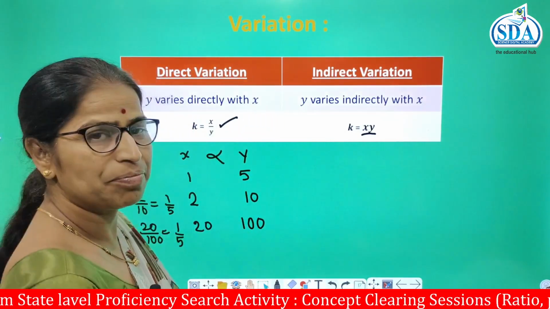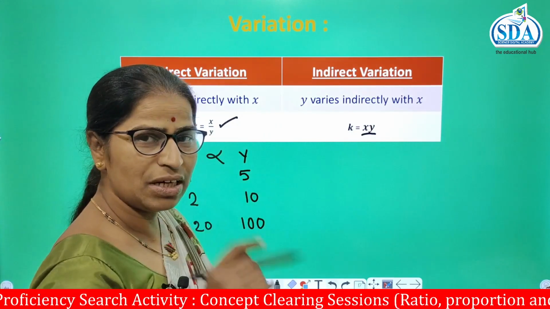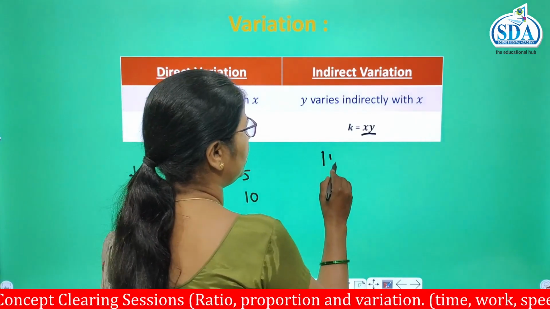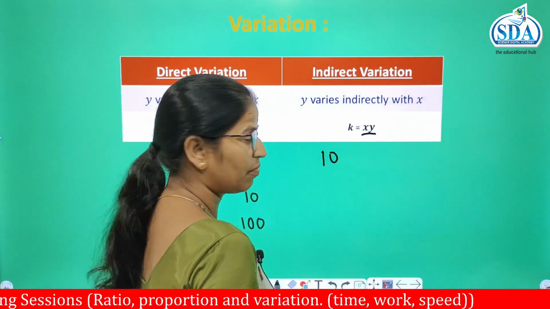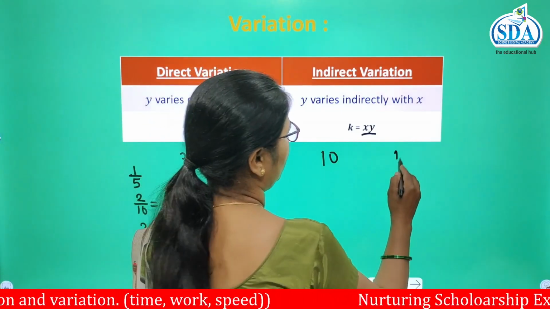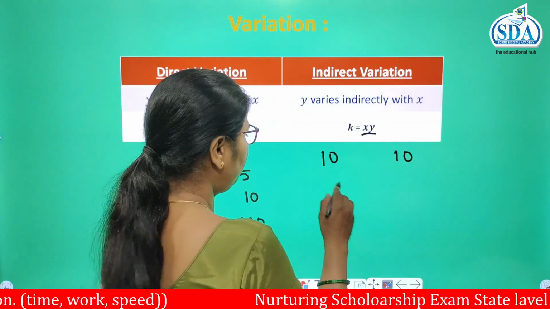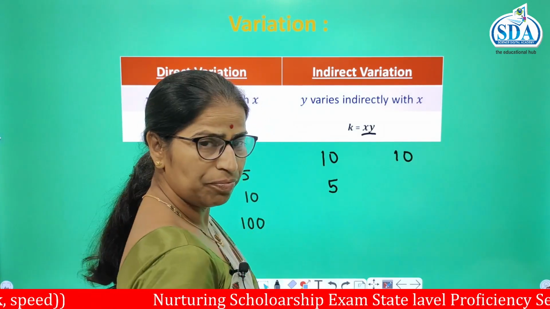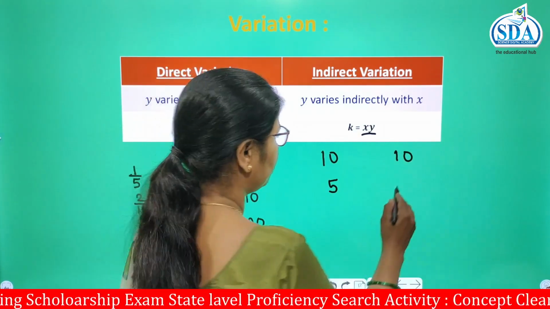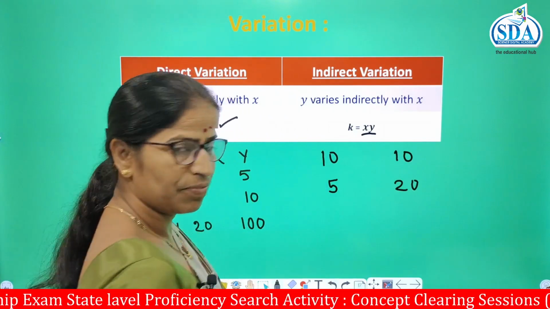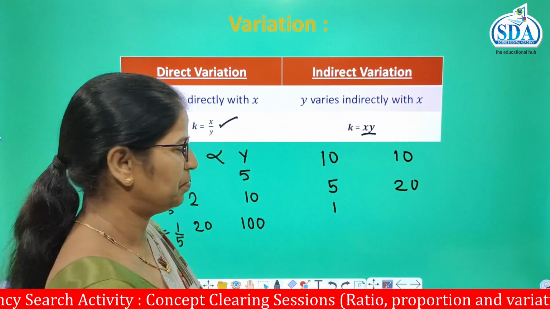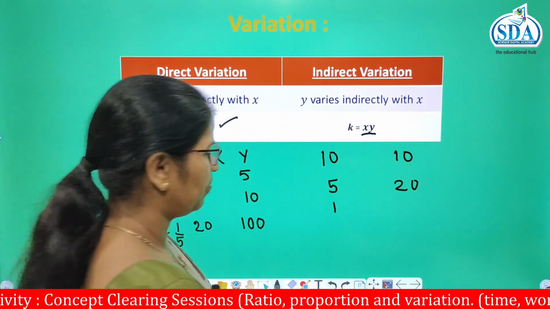Now see the example. A book with 100 pages, we have to read it. If we read 10 pages per day, how many days are required to finish the book? 10. If we read 5 pages per day, it takes 20 days. And if we read 1 page per day, it takes 100 days.